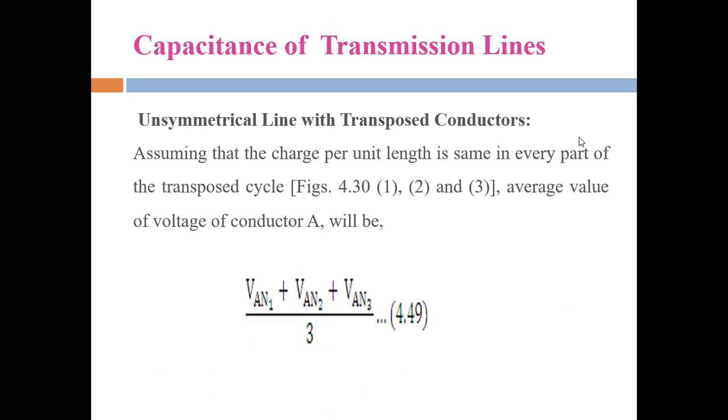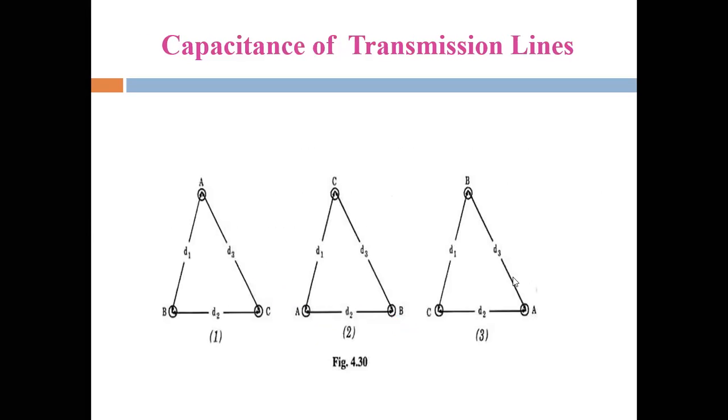We are taking the unsymmetrical lines and also the transposed conductors, assuming the charge per unit length is the same in each and every cycle. Therefore the average voltage is equal to VAN1 plus VAN2 plus VAN3 by 3. This is the transposed conductors for unsymmetrical spacings.